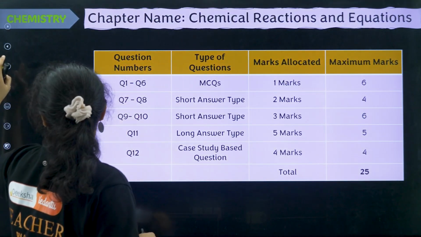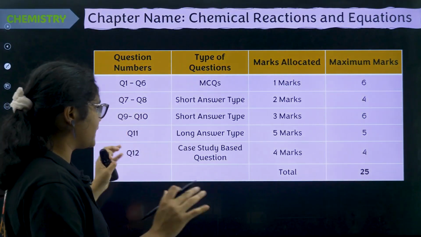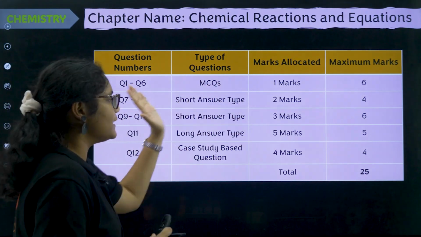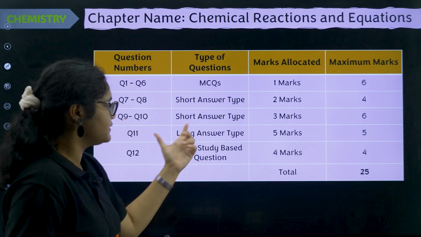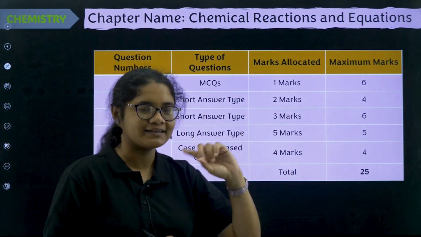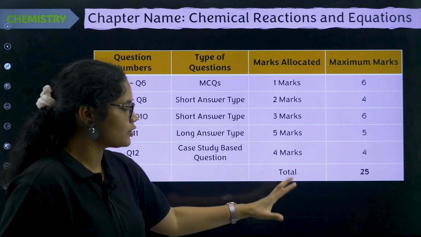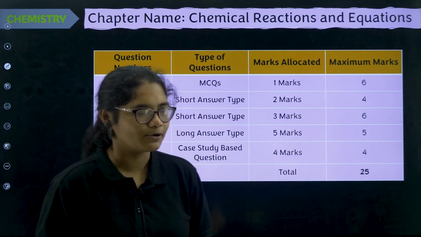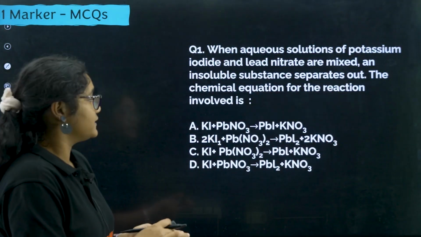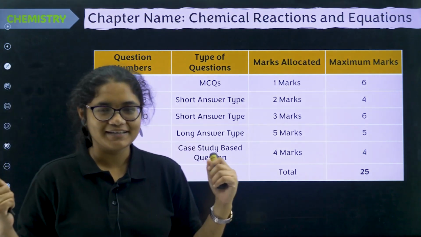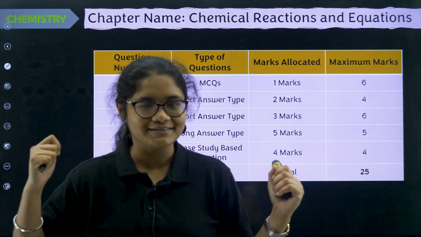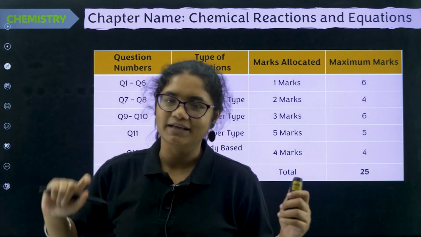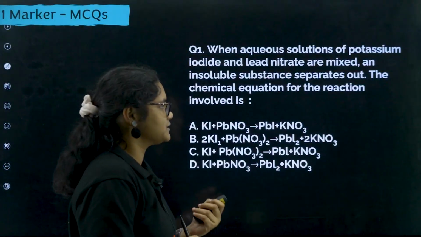So you can see the index here. We have included all the types of questions. 1 to 6 is MCQ, 7 and 8 is 2 markers, 9 and 10 is 3 markers, then there is the 11th question of 5 marks and the 12th question, a case based question of 4 marks. Total marks here is 25, same for bio 25, so total 50 marks. Let us start with the chapter name, I forgot to tell my dear students. We have completed chemical reactions and equations, so these 12 questions are from this particular chapter, chemical reactions and equations.